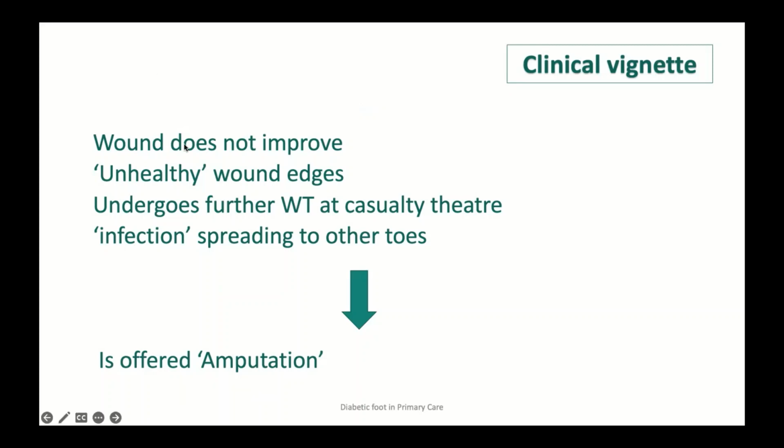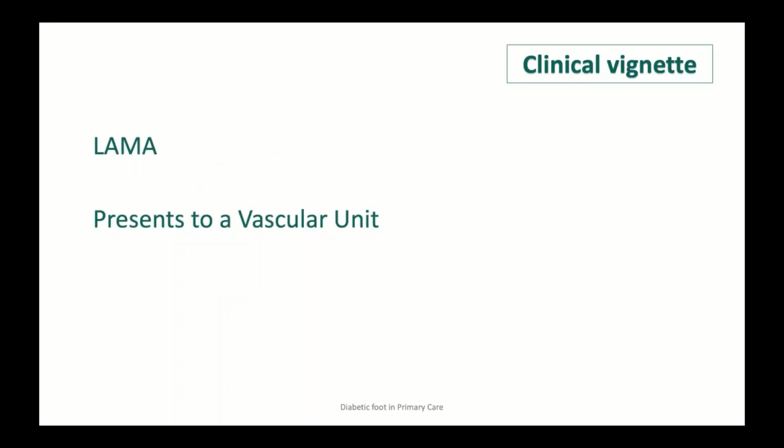Subsequently, the wound doesn't seem to be healthy, so they felt that the wound edges were unhealthy. They wanted to do further debridement. So in the casualty theater, they did further debridement and surgical cleanup, because they worried the infection seemed to be spreading into the other toes. And at some point he was offered an amputation.